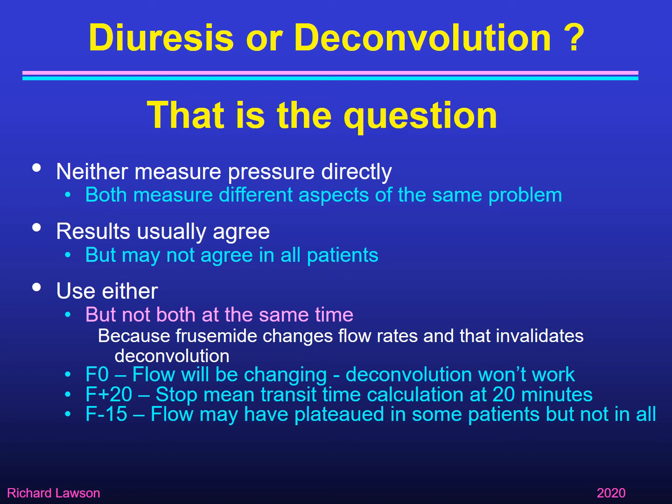If you give F-15, where we give frusemide 15 minutes before the start of the renogram, clearly the flow rate will be changing after you've given frusemide, but some people say, well, the flow rate will have reached a constant, a plateau, 15 minutes after the frusemide, so it's therefore safe to use deconvolution after that. But I'm afraid, although that happens in some patients, they don't all reach a plateau after 15 minutes. So I think it's dangerous to rely on a constant flow rate in F-15 renography.